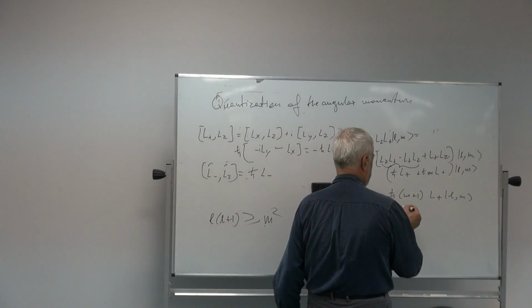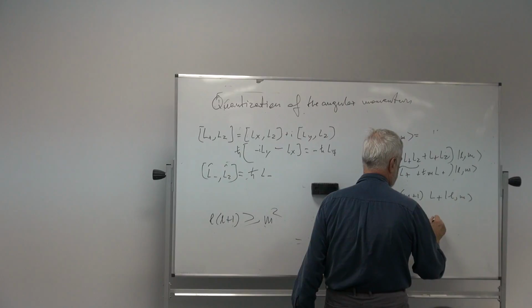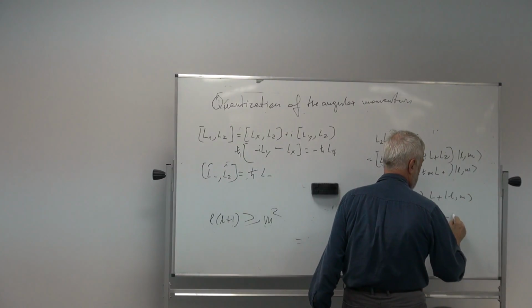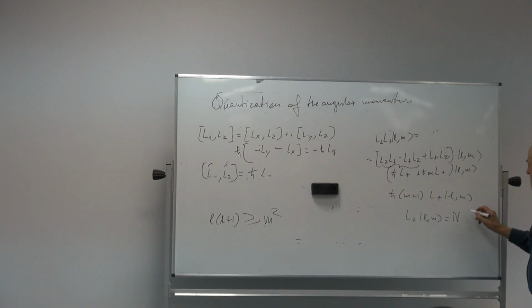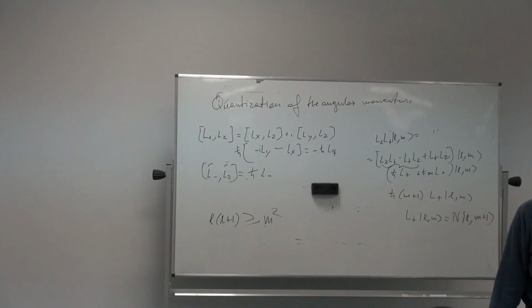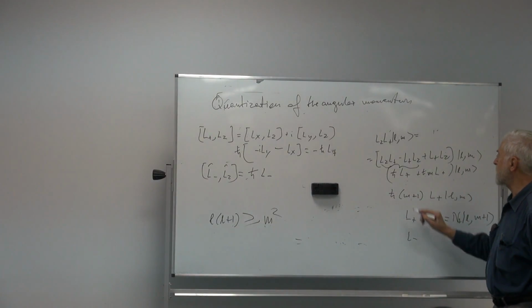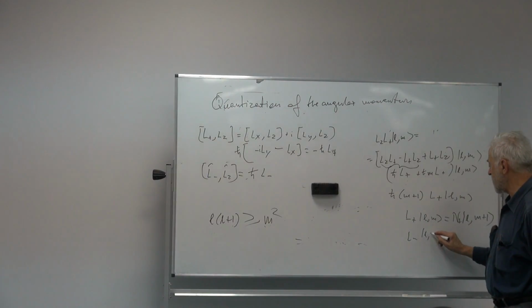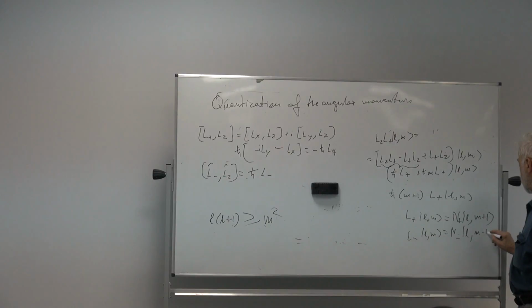So, we can write the following: L plus acting on L m is, apart from some coefficient, which I did not determine yet, proportional to the next state, L m plus 1 of L Z. Very similarly, let me call it m plus, the same reasoning shows that L minus acting on it is proportional to L m minus 1.